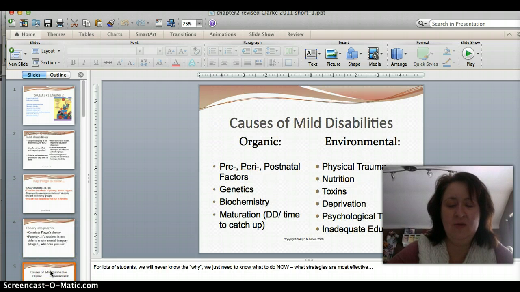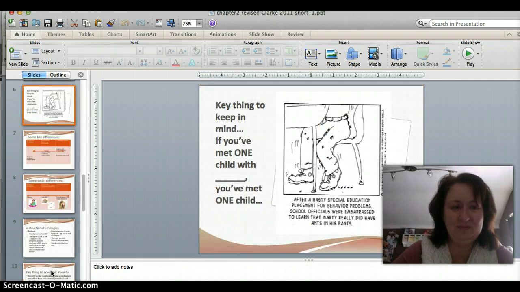In class, we might not always know the why a kid has a disability. We won't always know whether there is good nutrition in the home or not, whether there's been some kind of trauma, whether they have a genetic factor that has not yet been identified. But we can always figure out the how. What strategies are going to be effective to support learning? The how is what we need to worry about most, more than the why.